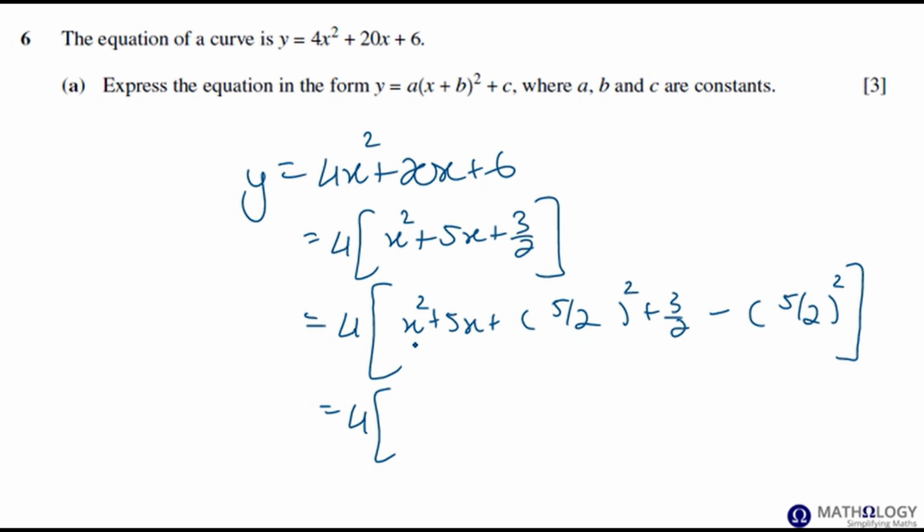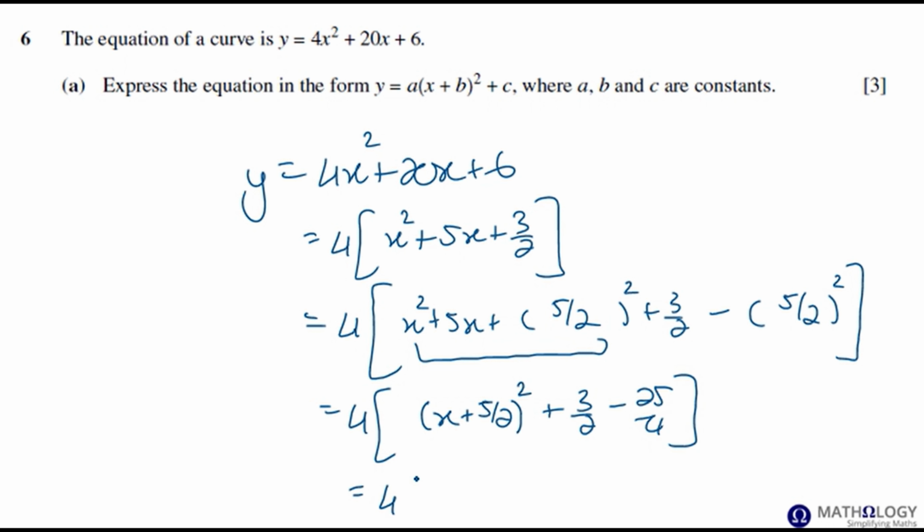It equals 4 times the first three terms here, which form the perfect square trinomial, x plus 5 over 2 all squared, plus 3 over 2 minus 25 over 4. That's 4 times x plus 5 over 2 all squared minus 19 over 4. And then just bringing the 4 in, we'll write it over here.